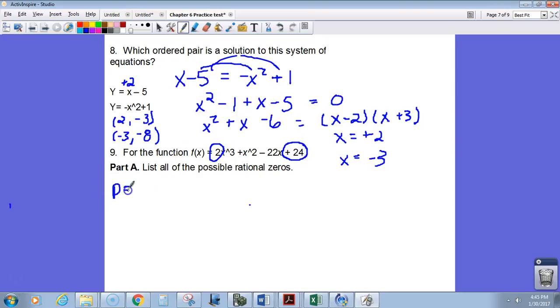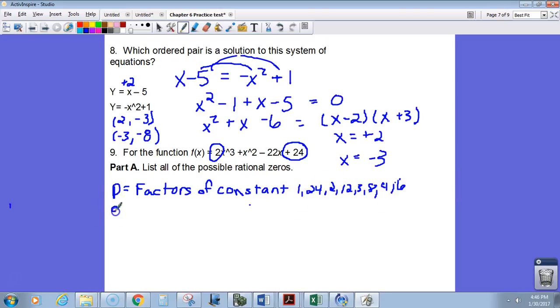P is going to be the factors of the constant. So all the factors of 24, okay? And those could be, what numbers can we multiply together to be 24? We can do 1 and 24, 2 and 12, 3 and 8, 4 and 6. And I think that's it. And then it starts going backwards. So here's all the factors of 24.